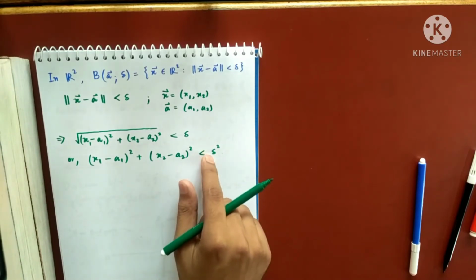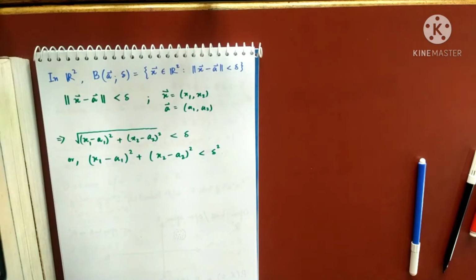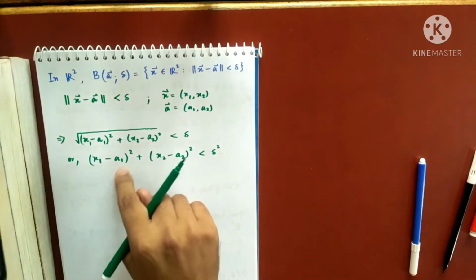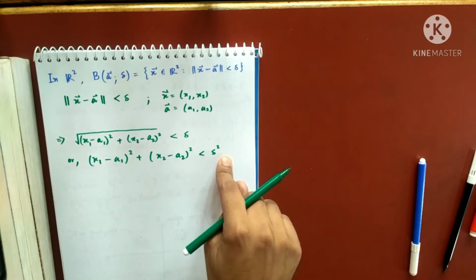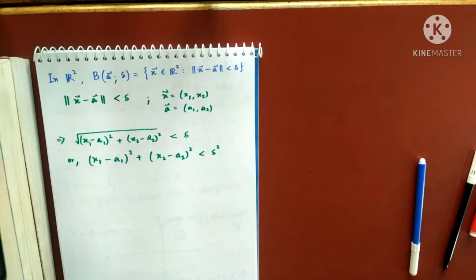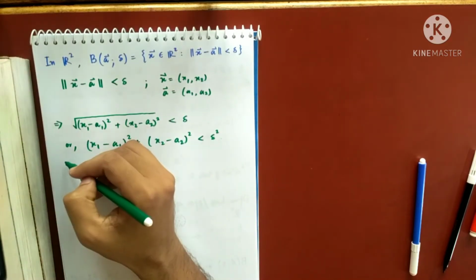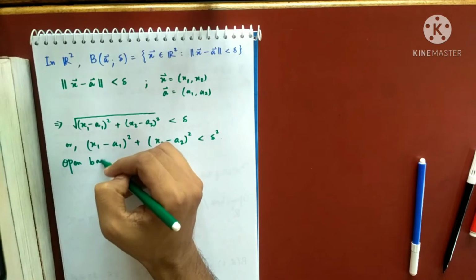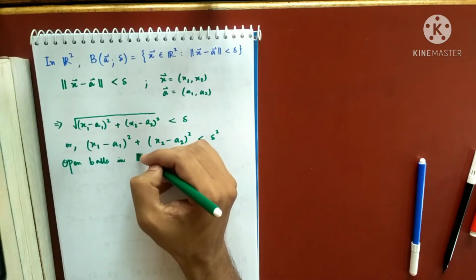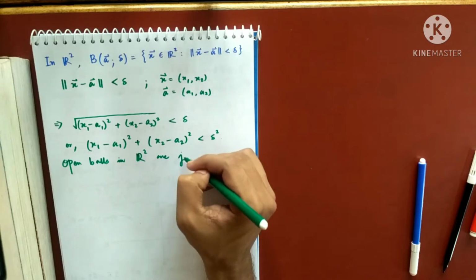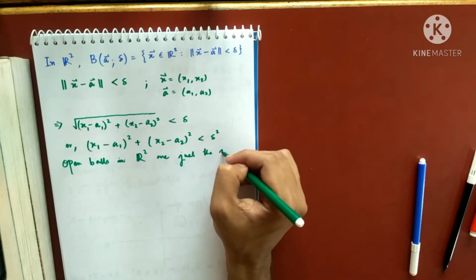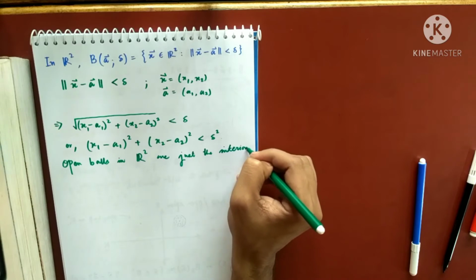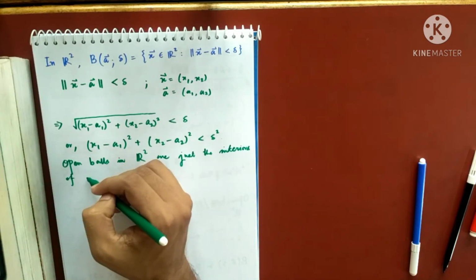But if there is less than, that represents the interior of that circle, the inside part of that circle. And this is what we picturize, right? The open ball was nothing but the interior of this circle. So in R2, how will the open balls look? They will look like the interior of a circle. So open balls in R2 are just the interiors of circles.